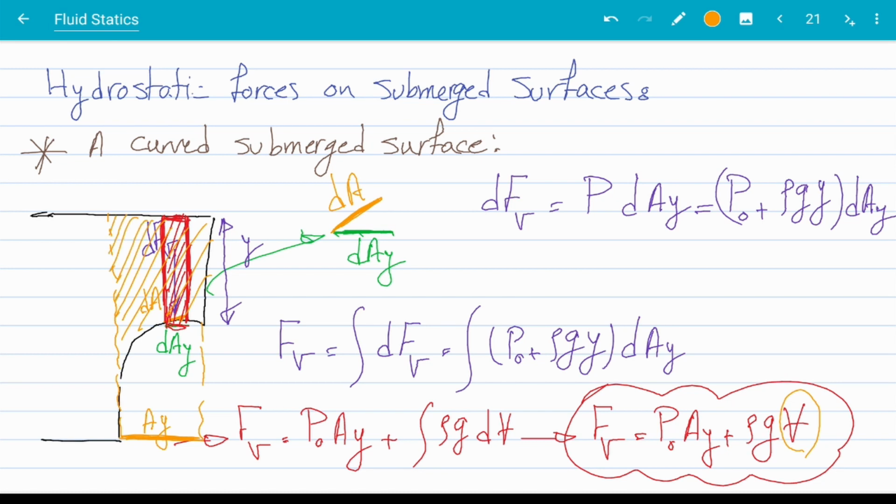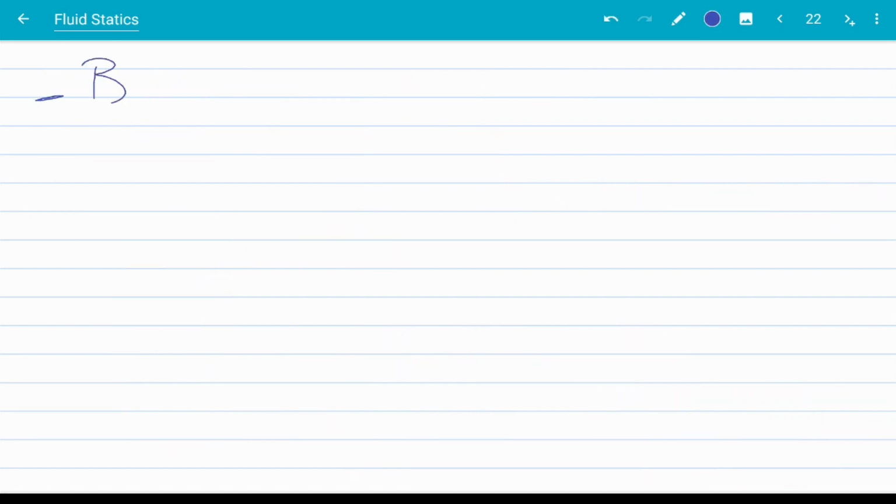So the vertical force is P0, the atmospheric pressure, times the projection area, Ay, plus the weight of the liquid on top of the curved surface. All right, so now let's talk about the final topic of today, buoyancy.